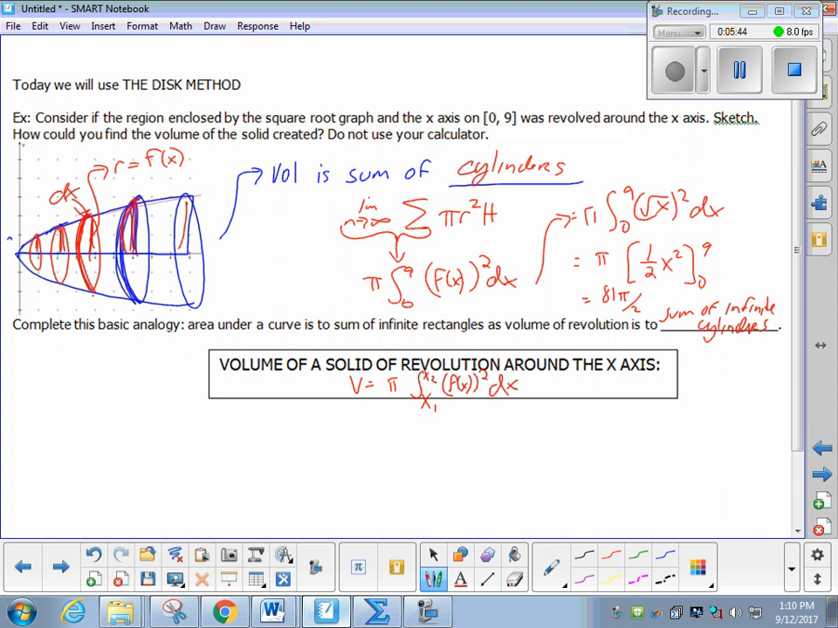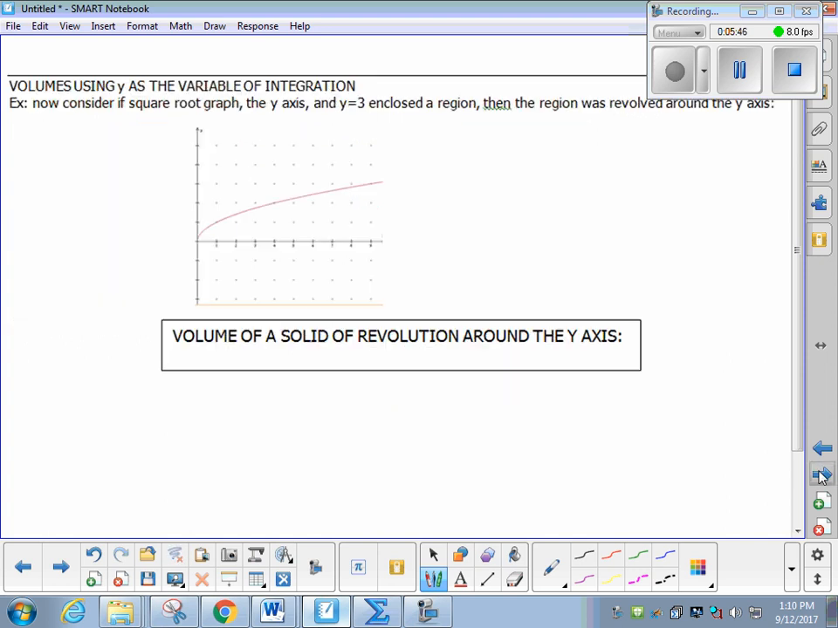Now, if that's around x, then let's try a little different spin on it. Say you have the same curve, but now you're enclosing it with the y-axis and y equal 3, which is, oops, I missed. That's 2. Oh, that's 4. Sorry. Y equal 3 is there, and you're revolving it around the y-axis. So it's going to look like this, the reflection.